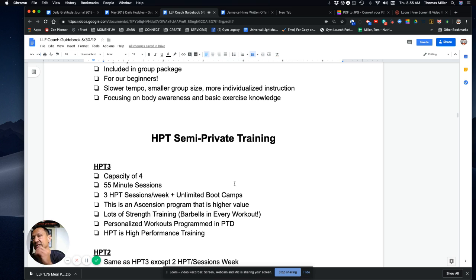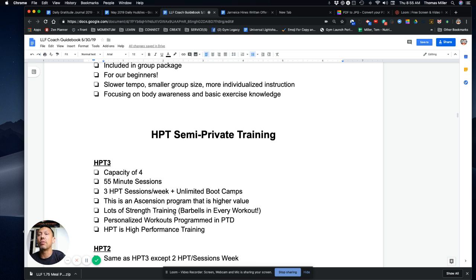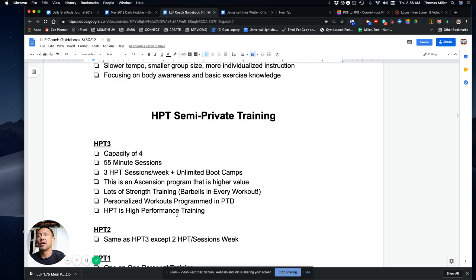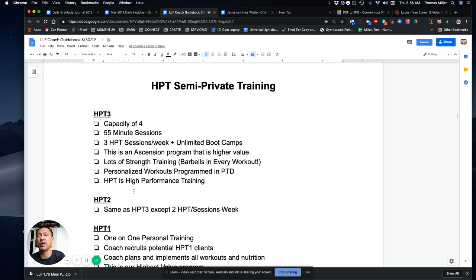Now, remember, this is an ascension program. There's a higher value, and it's our goal as a company to have at least half of our members in HPT because it is the best program out there. Lots of strength training, and now we've recently introduced that everybody will have their own personalized workout and workout tracking in personal training distinction. Omnia and I are working on that, so that is awesome. HPT 2 is the same as HPT 3. However, there's only 2 HPT sessions a week. High value, but a little lower cost since they're only getting 2.